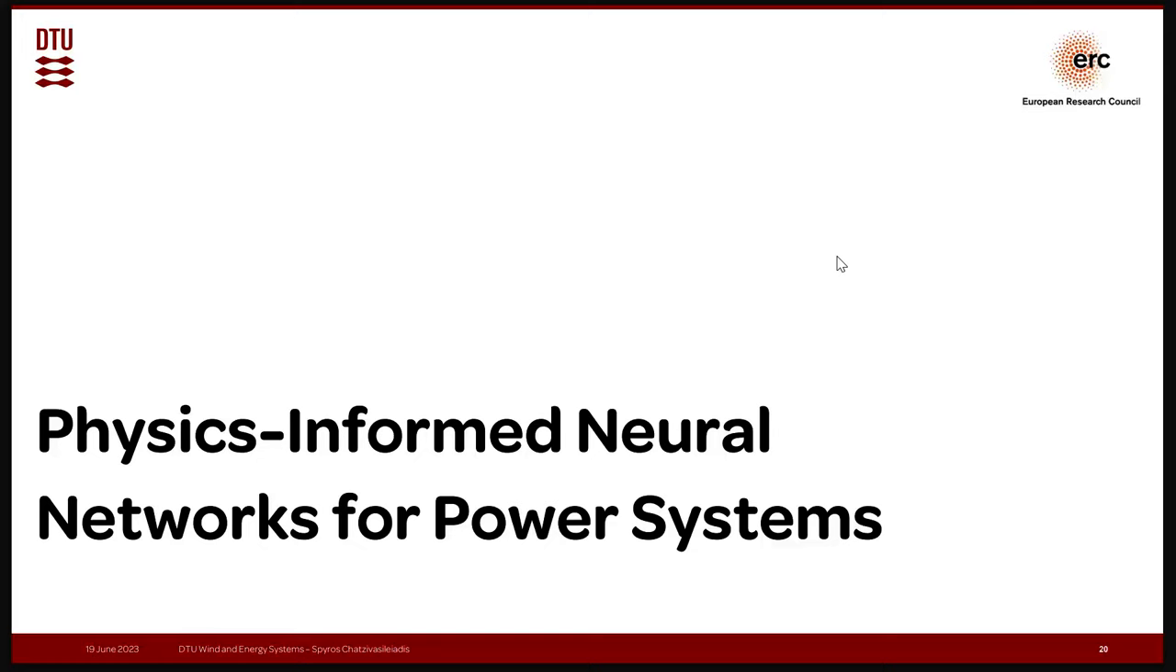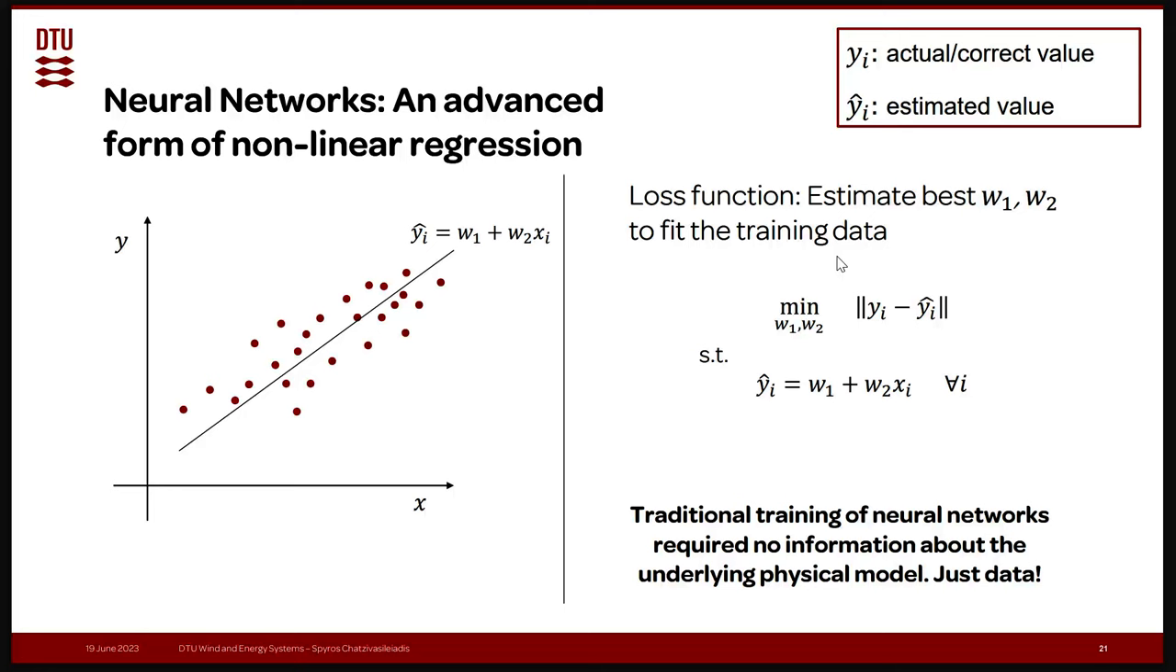First, just one slide to get everybody on the same page. Neural networks are nothing else than an advanced form of nonlinear regression. So I have a bunch of data, and let's say I want to fit, for linear regression, a line. I want to determine my weights W1 and W2 so that it fits well the relation between the inputs X and output Y. So I'm trying to minimize the distance between my estimated output, Y hat, and the output data that I have as labels.